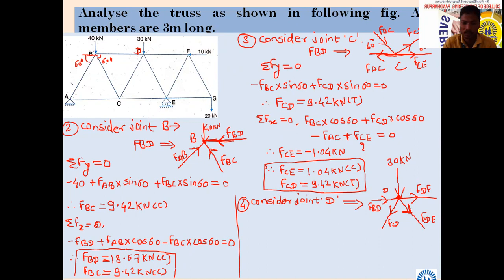That's all. Okay. So here, are you getting FCD? Earlier we assumed it is tensile, but the answer came negative. Then we changed its nature to compression. Okay. Now, how many unknown forces are there here in this FBD? Two. Which are they? FDF and FDE. E and F.